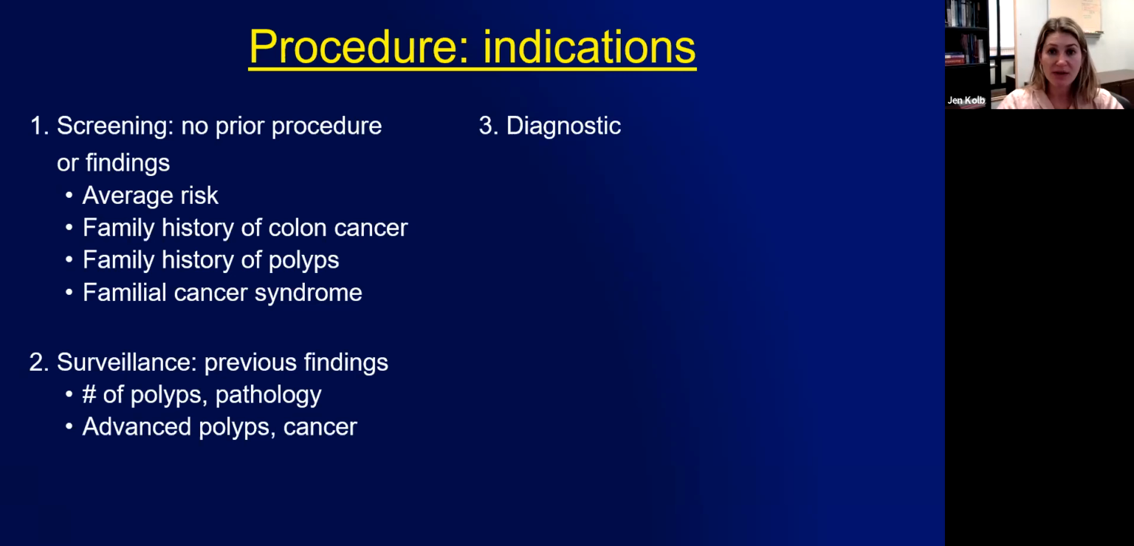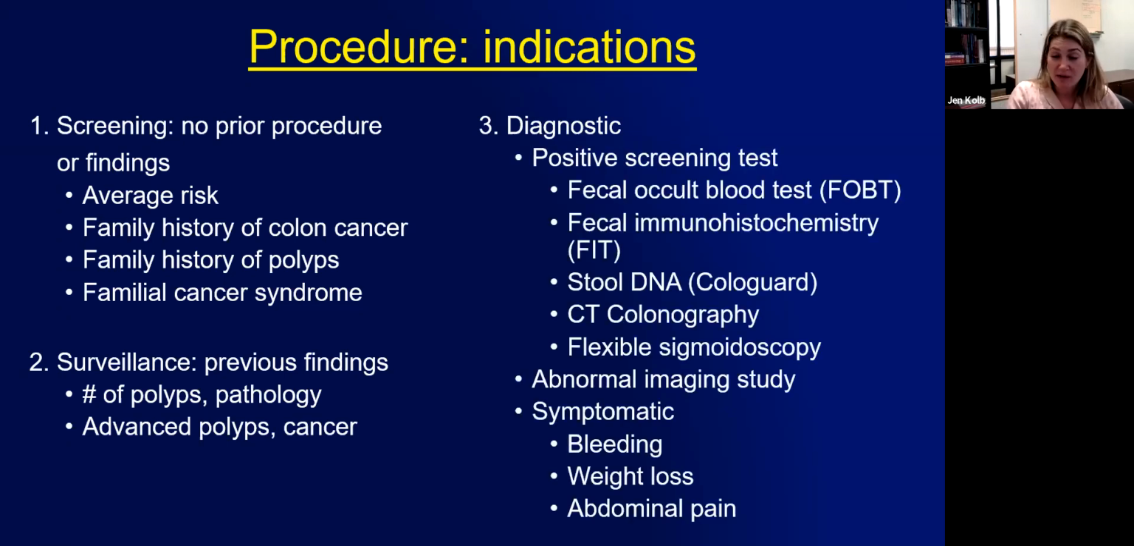So whenever we're thinking of the indication for surveillance, we want to always think back: what did this patient have in the past, and how might that inform what we're going to find today? So that's screening and surveillance, but then there's a third category of indications, which is that this patient is actually here for a diagnostic examination. What that means is that they typically fall into one of two categories: either this is a follow-up from a non-invasive colon cancer screening test, or they have symptoms.